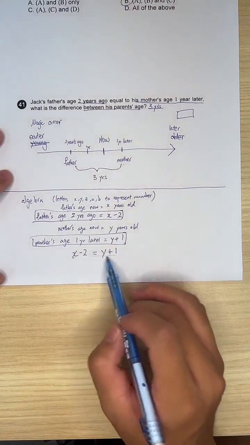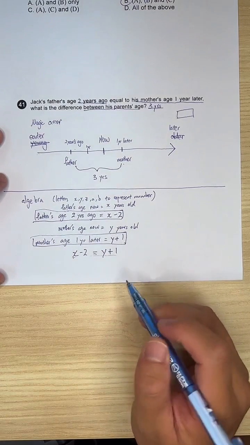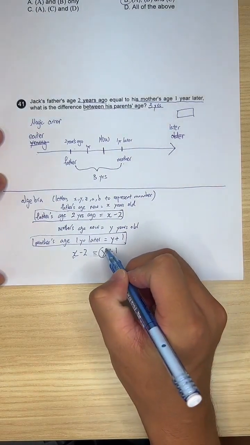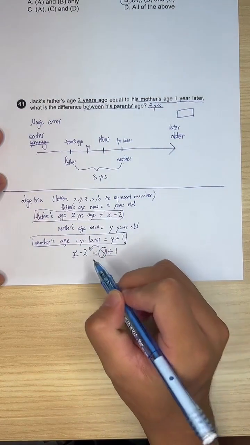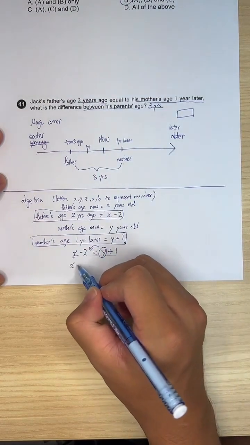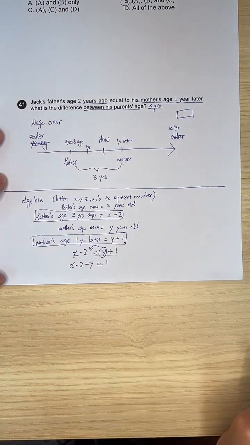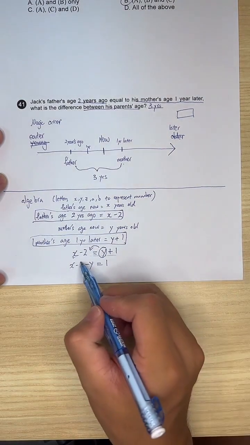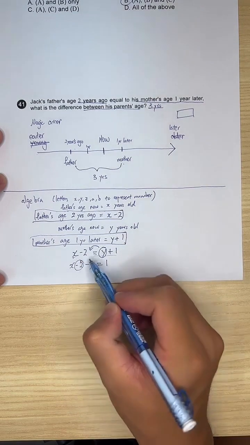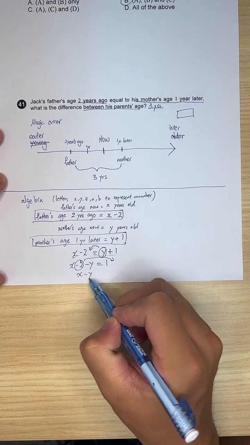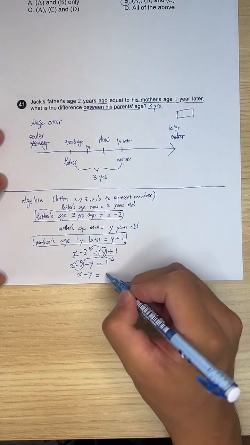Okay, let's go back to the question. So now both their ages are the same. Now I want to find the difference between his parents' ages. So I will shift this Y to the left side, so it becomes X minus 2 minus Y equal to 1. And we need to shift this minus 2 to the right side, so it becomes X minus Y equal to 1 plus 2.